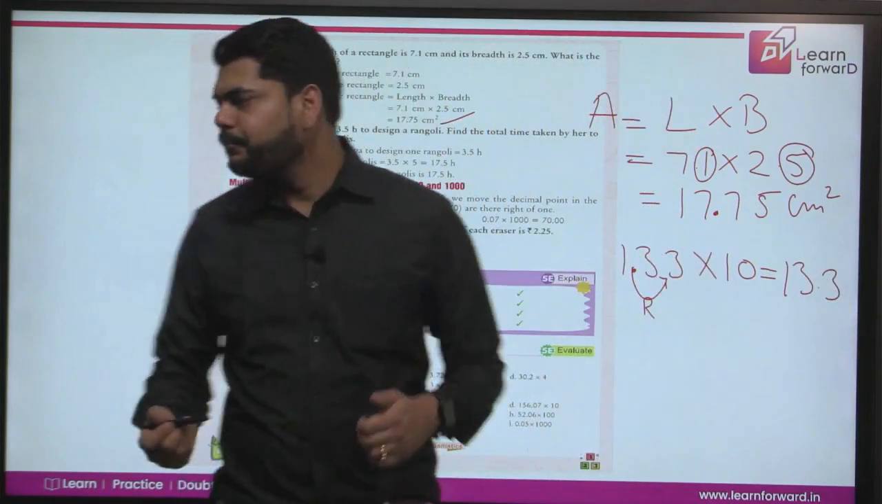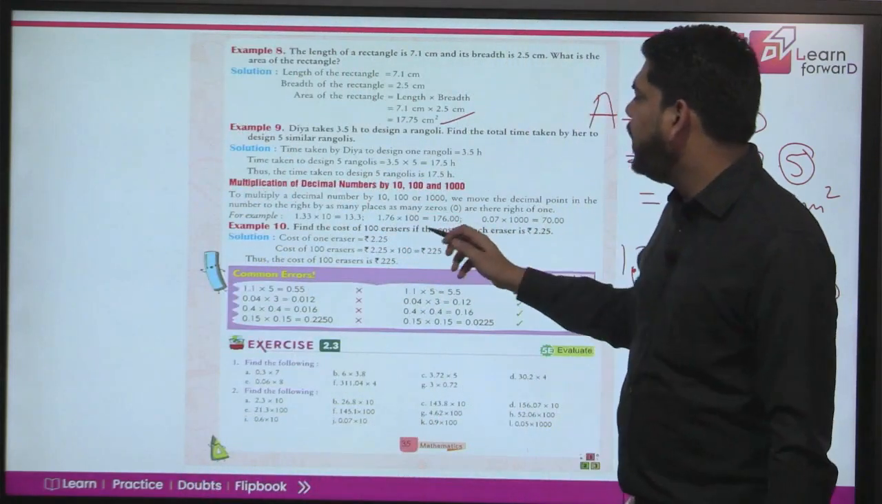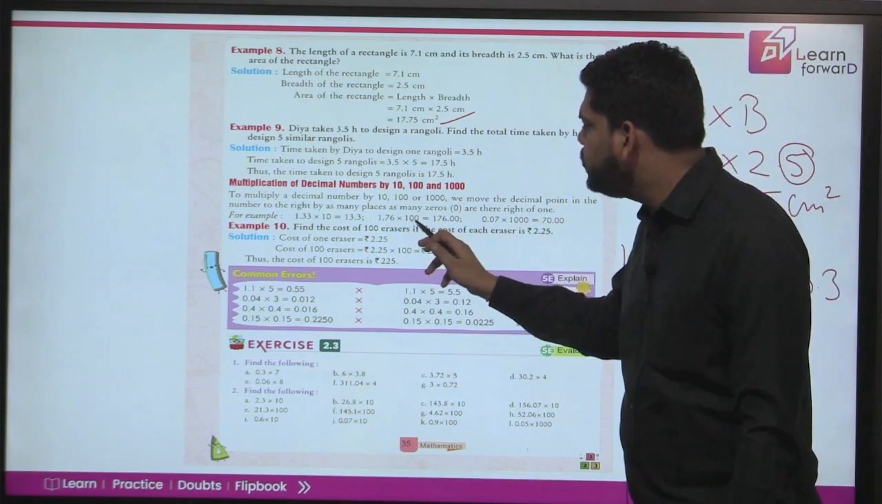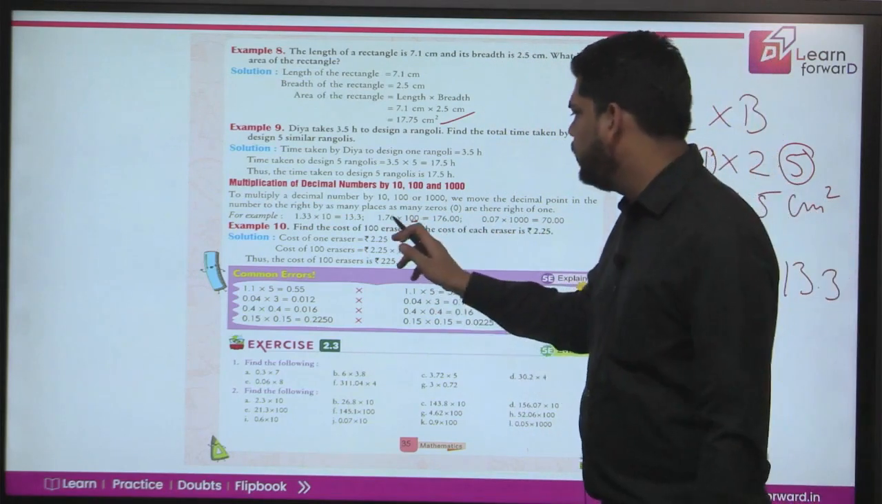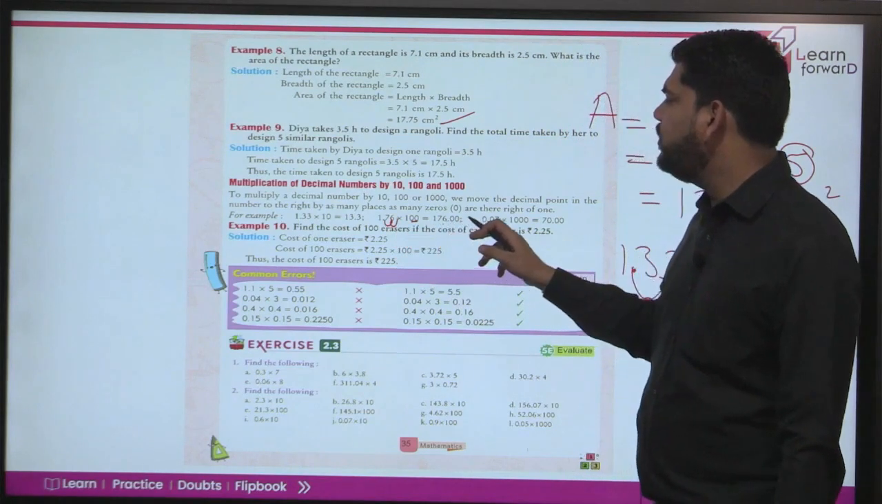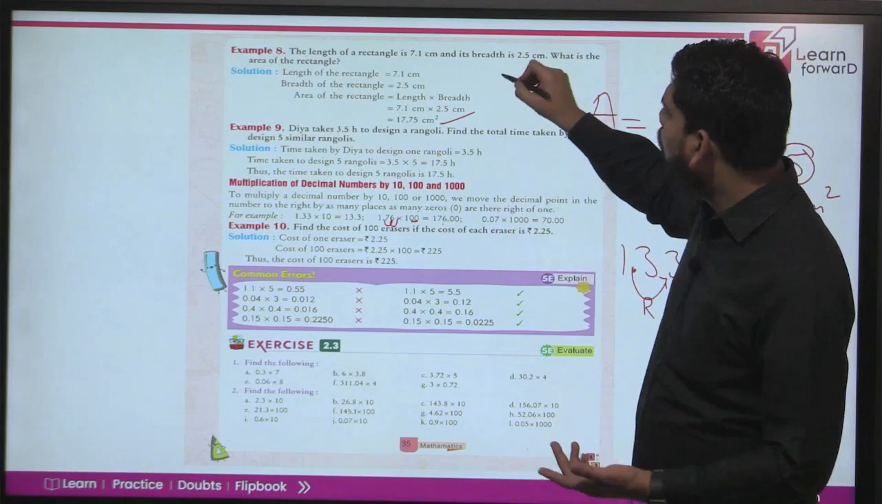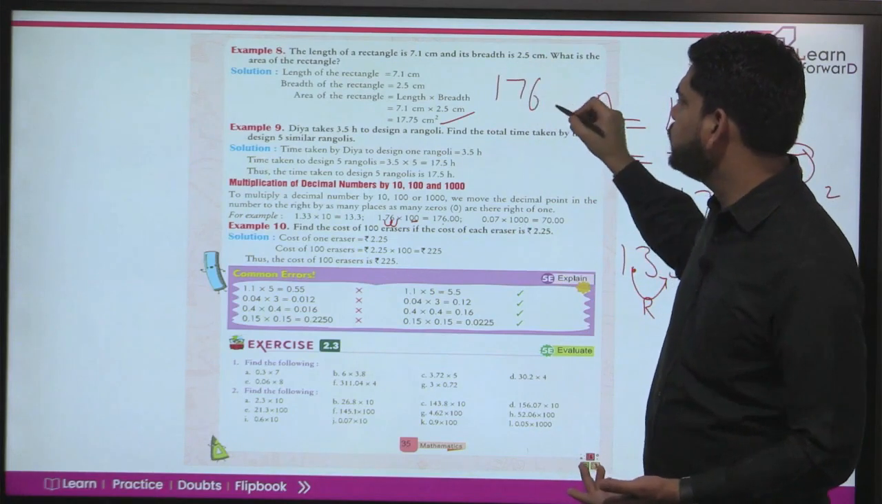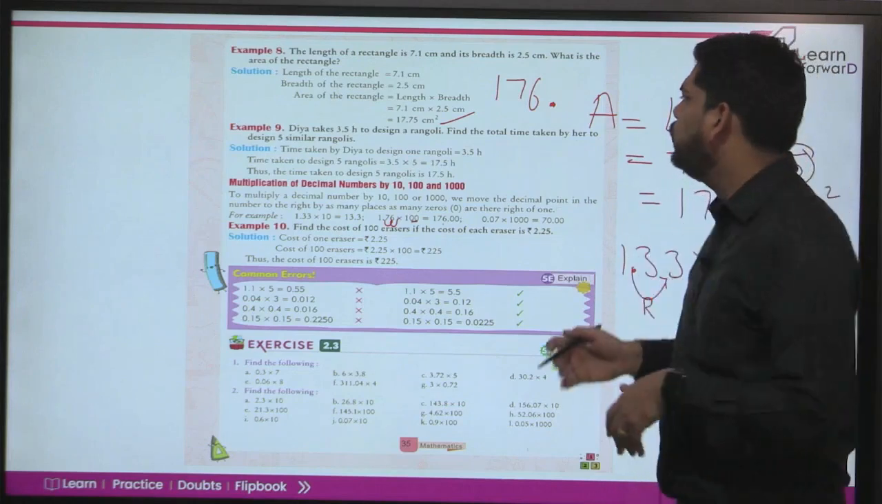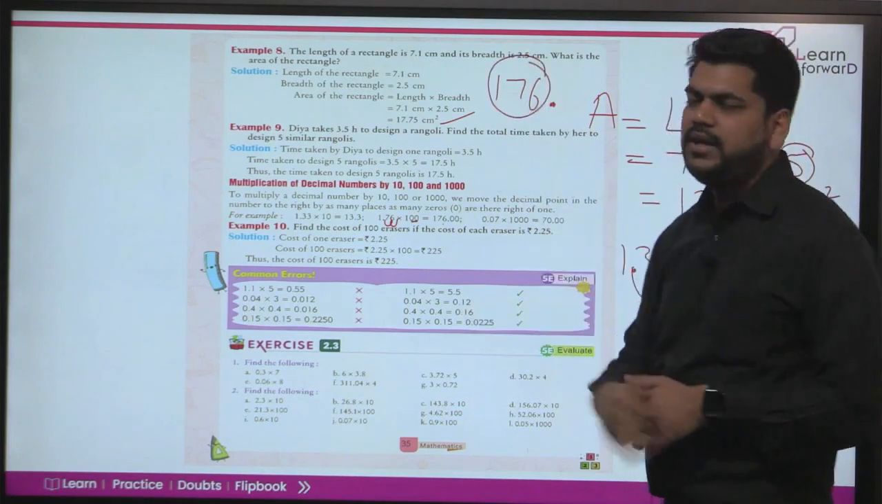Fine. Now we multiply 1.76 with 100. So the decimal will be shifted 2 times. From here, then here. So the answer will be 176.00, or you can write 176 only, since there is no value of decimal at the end, so you can leave the answer as 176.